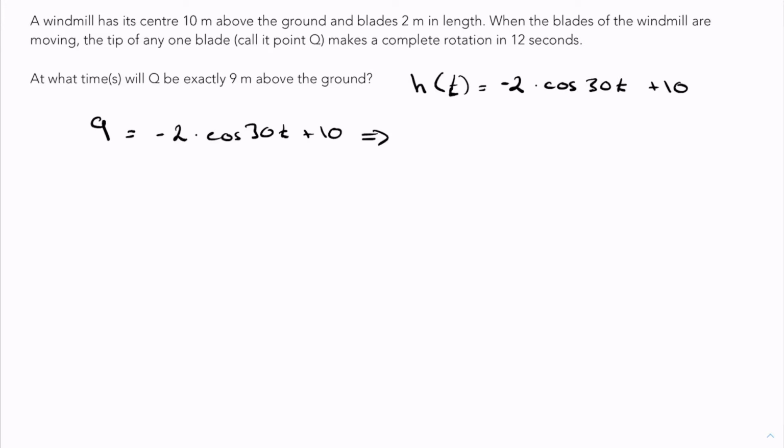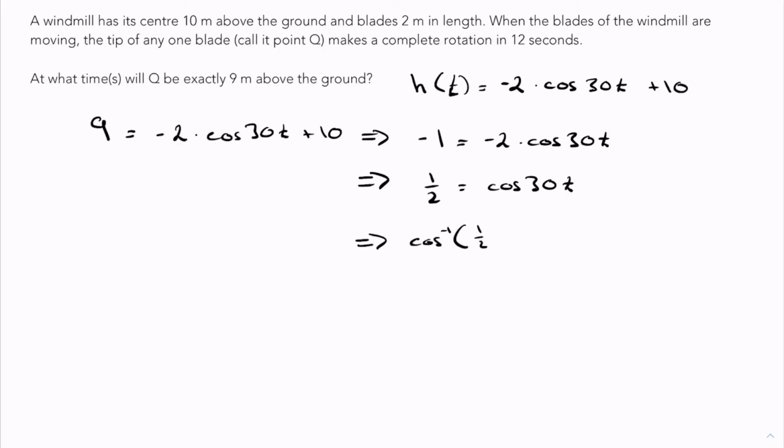If I do the math here, I bring the 10 over, I will get -1 equals -2 times cos of 30t. Divide both sides by -2, I get 1/2 equals cos of 30t. I do the inverse, so cos inverse of 1/2 equals 30t.